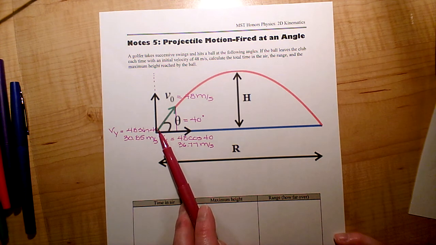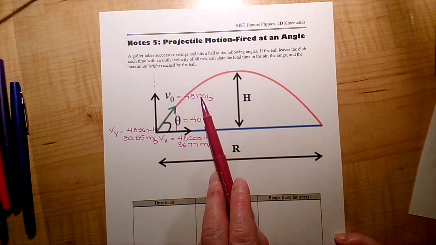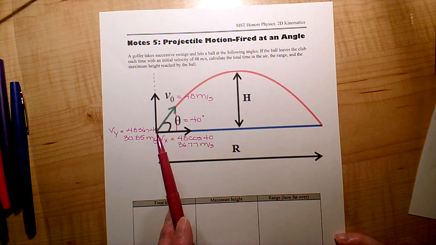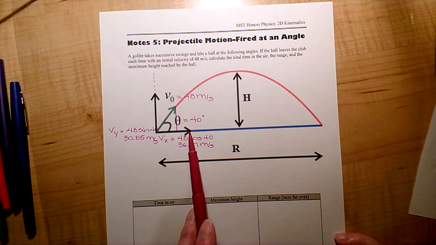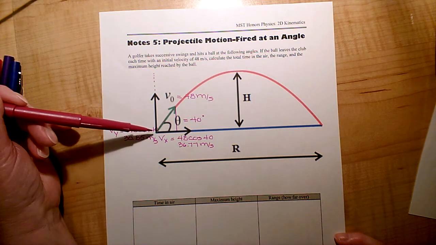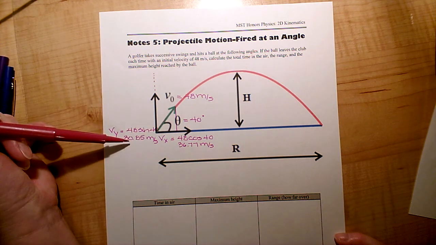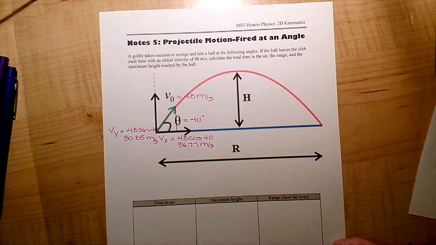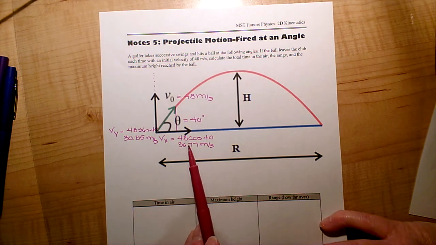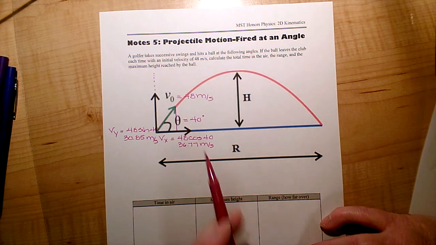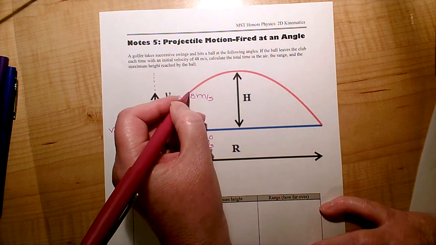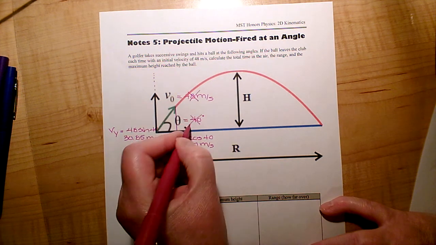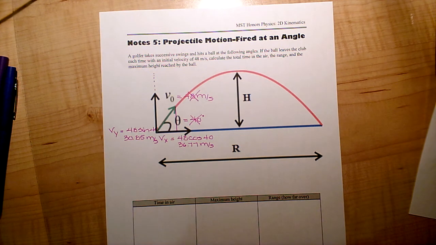If the golfer hits the golf ball at 48 meters per second, it means the golf ball is going to travel in the x direction in the air at 36.77 meters per second, and it's going to be going upward at 30.85 meters per second. So now that I know what the golf ball is doing in the x direction and the y direction, I never need this information anymore. So I'm going to X it out, and the reason is it will hopefully help me remember to never use those numbers again.